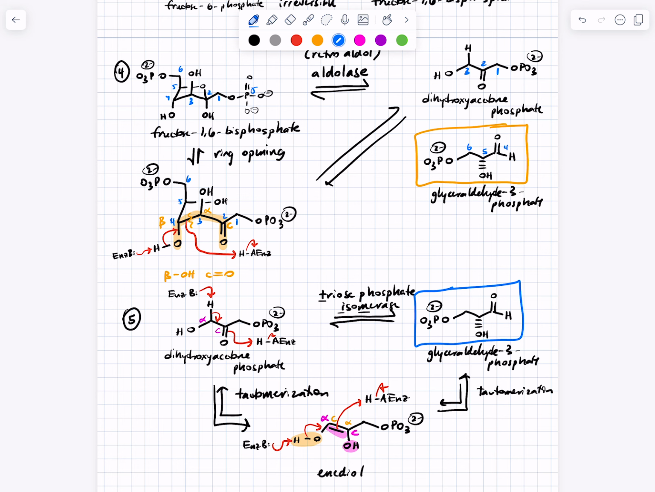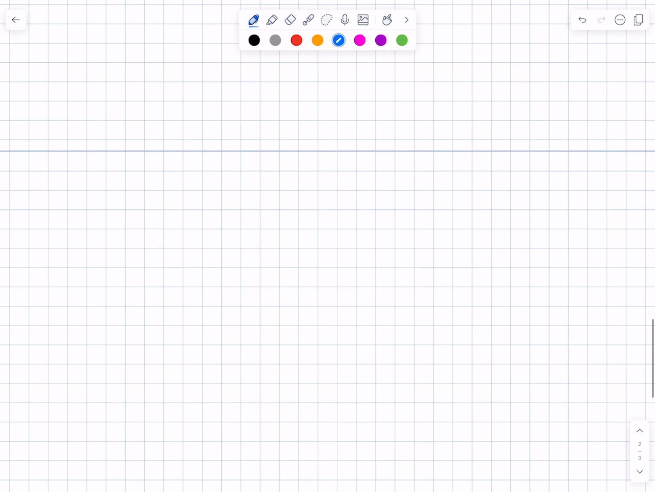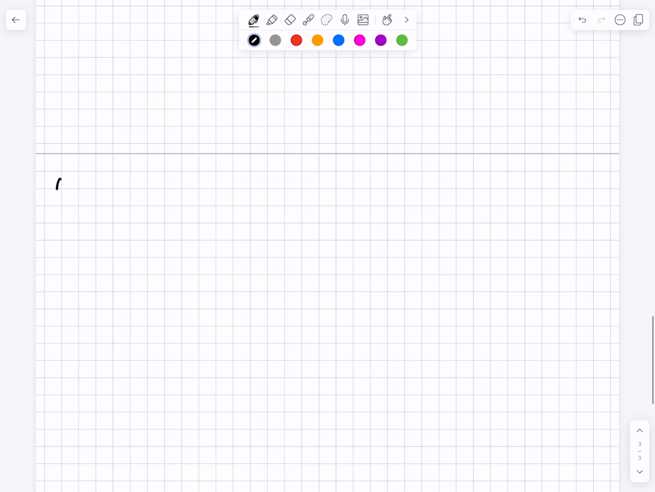All right. So let's now begin with step 6, and this is a payoff step. Step 6 is going to happen twice. Everything from 6 through 10 is going to happen twice. And in this step, we're going to pay off our original debt of ATP. So in step 6, we start with glyceraldehyde 3-phosphate.